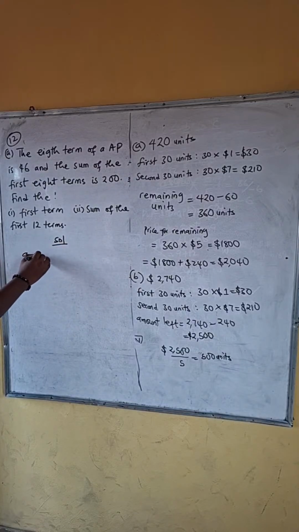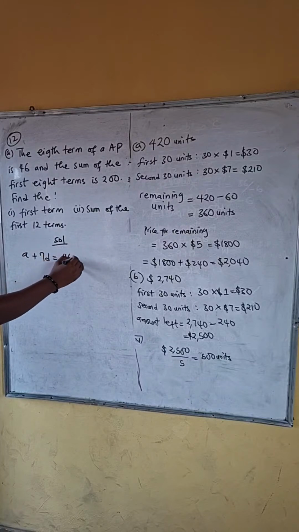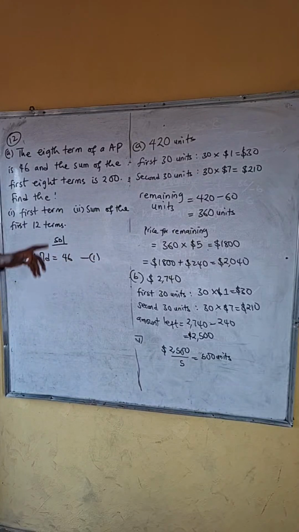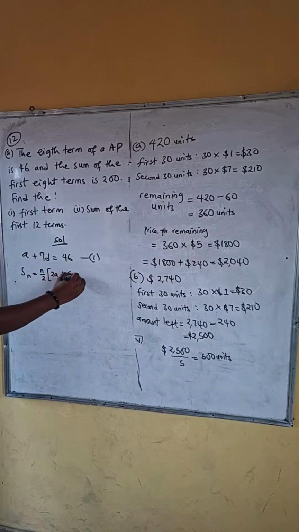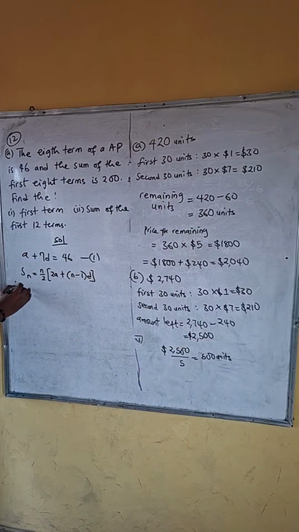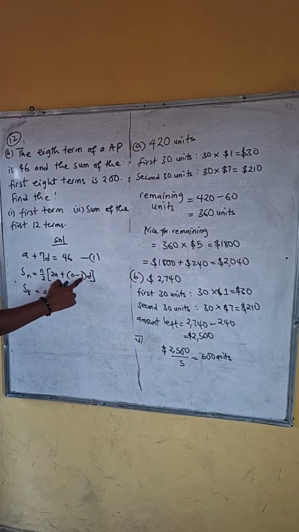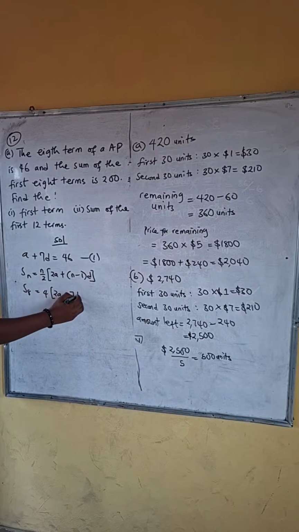So a plus 7d is 46, equation 1. Then the sum of the first 8 terms, that's S8. First of all, the sum formula is n over 2, 2a plus (n minus 1)d, right? So if n is 8, 8 over 2 will be 4. Then 2a, we're not given a, so that's just 2a. n is 8, that's 8 minus 1 is 7, 7d. So we can open this.